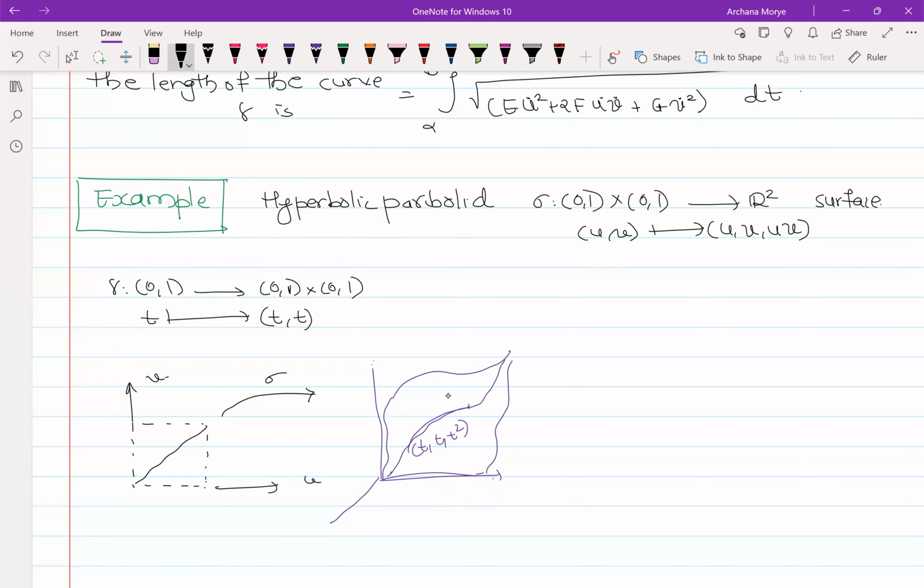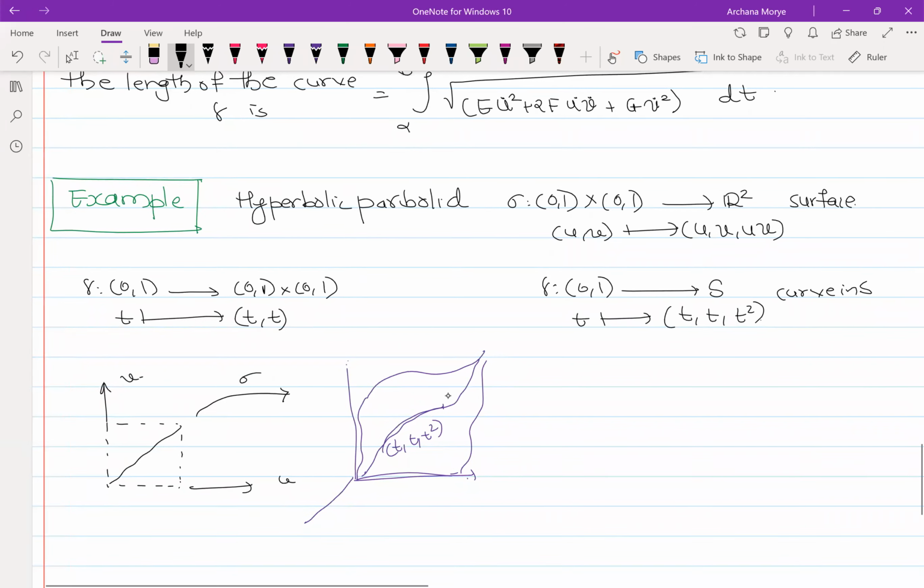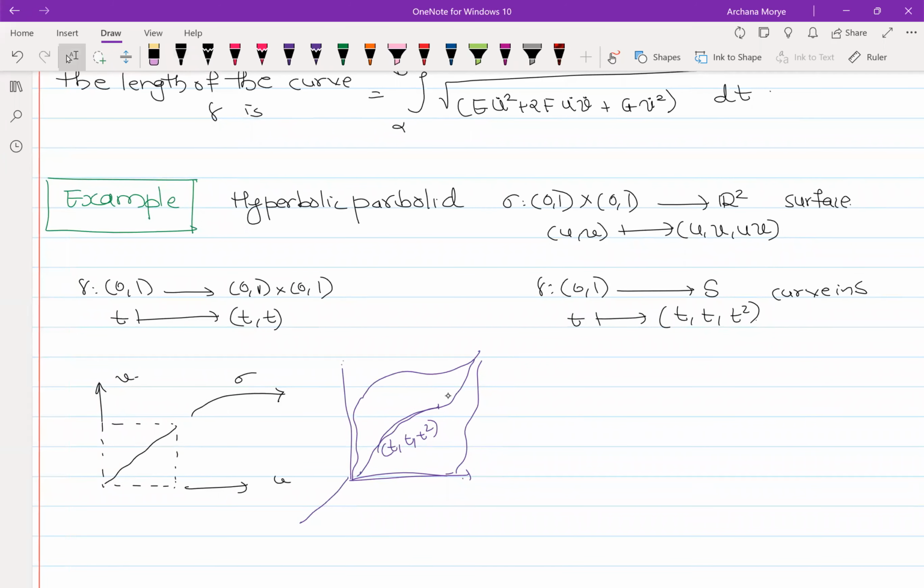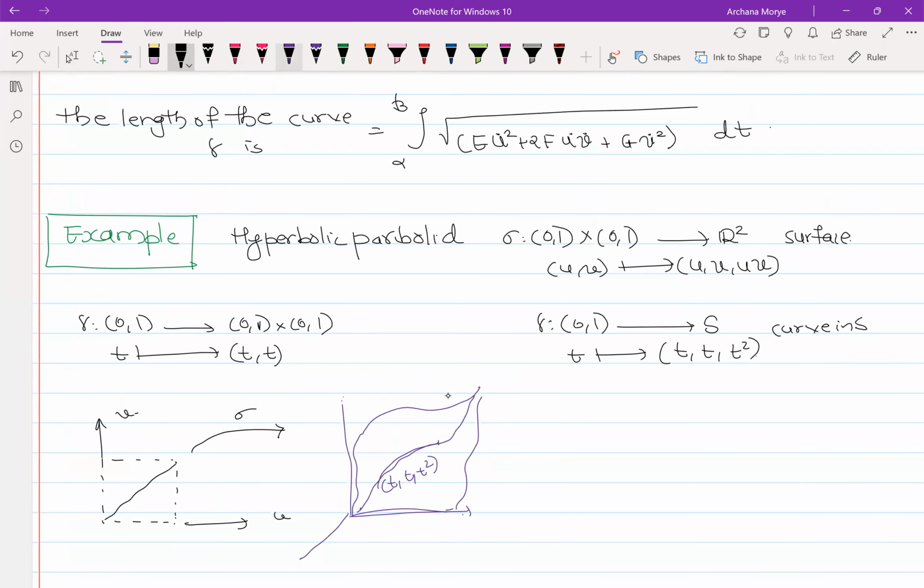Okay, sorry, this is my gamma. Gamma from (0,1) to this surface S, which is the image of this, t goes to (t, t, t squared). Okay, this is my curve in S. What I want to do is calculate the arc length of this gamma. So how can we calculate it? We have to use this formula. We are going to use this formula.